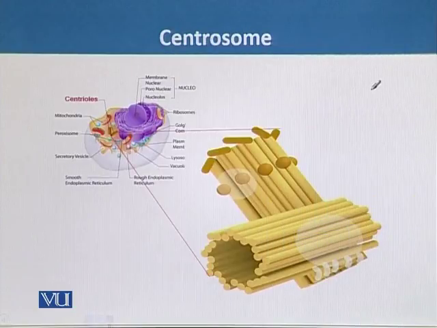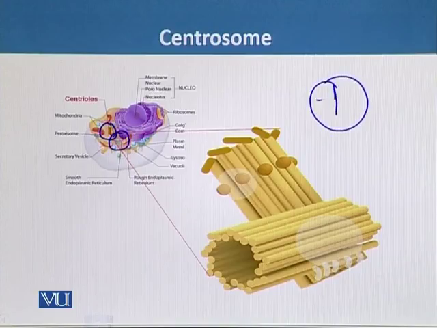Next is the centrosome. Centrosome is a part of the cell, and it is important in positioning within the cell. So these centrosomes, we can see here, they play an important role in the cell division of the cell, and it helps in the formation of the spindle fiber when the cell is dividing.